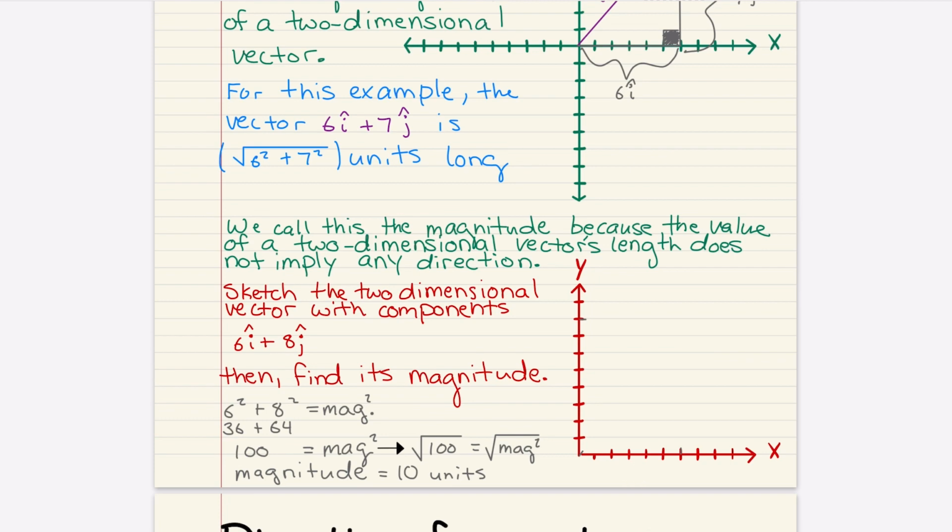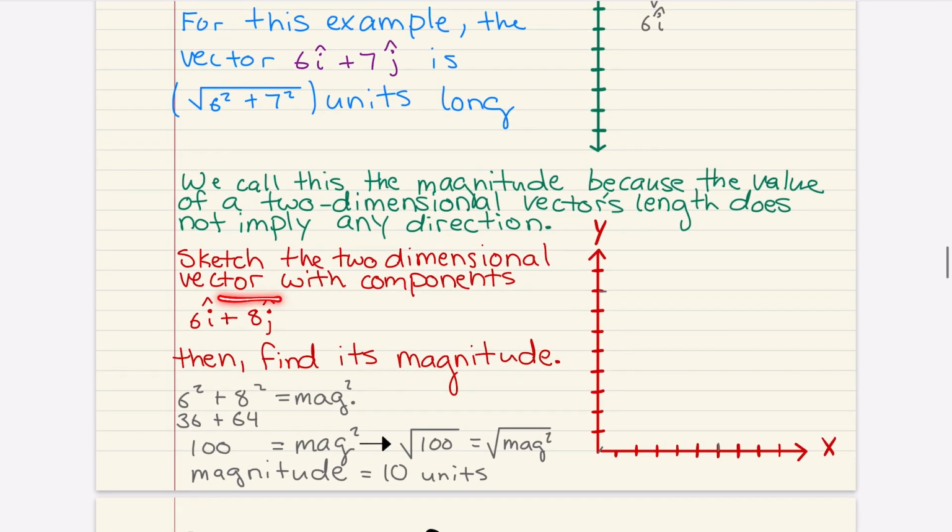All right. If I wanted to sketch a vector that was 6 i hat plus 8 j hat, then I would just look at the 6 i hat. I know that's on the x-axis. Okay, so I'd go 1, 2, 3, 4, 5, 6.